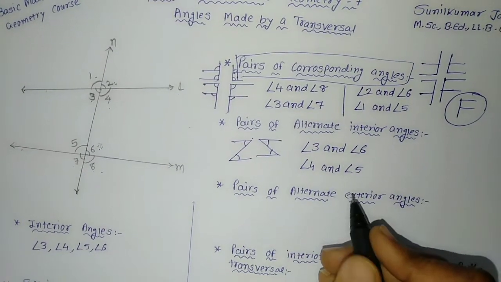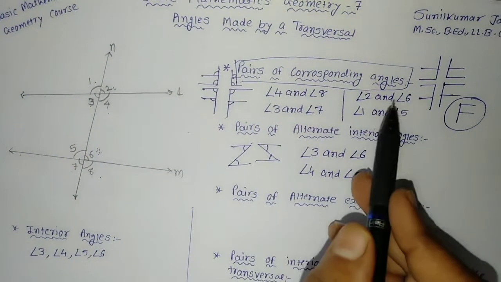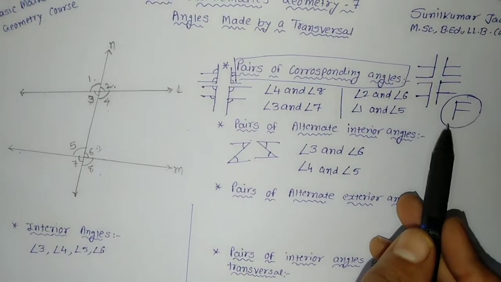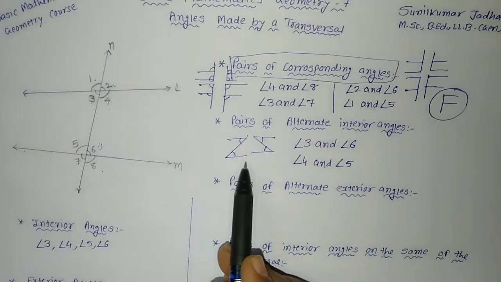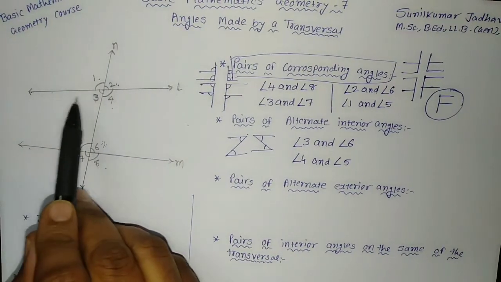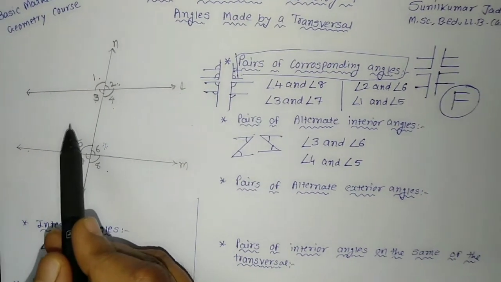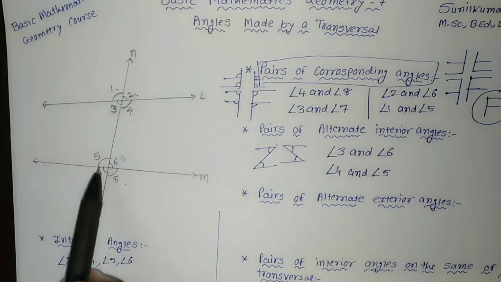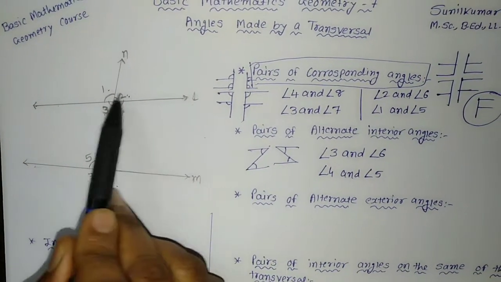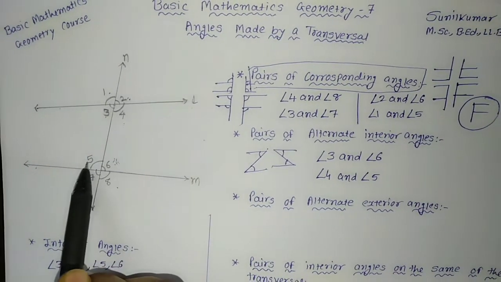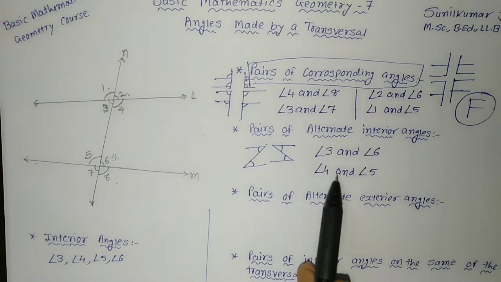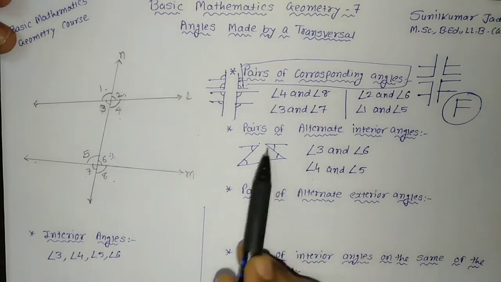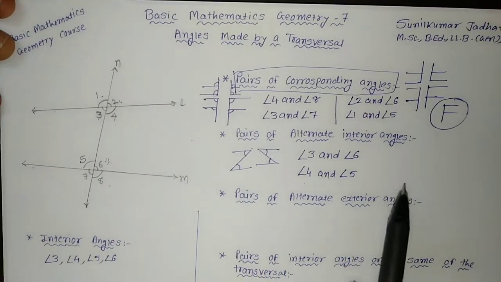So these are the two pairs. As we saw, for pairs of corresponding angles 4 types of F are forming, but here Z is forming only 2 types. No other Z is forming over here in this figure. So you can understand it. This is one Z, 3 and 6, and this is another, 4 and 5. So these are the two pairs: angle 3 and angle 6, angle 4 and angle 5 are the pairs of alternate interior angles.